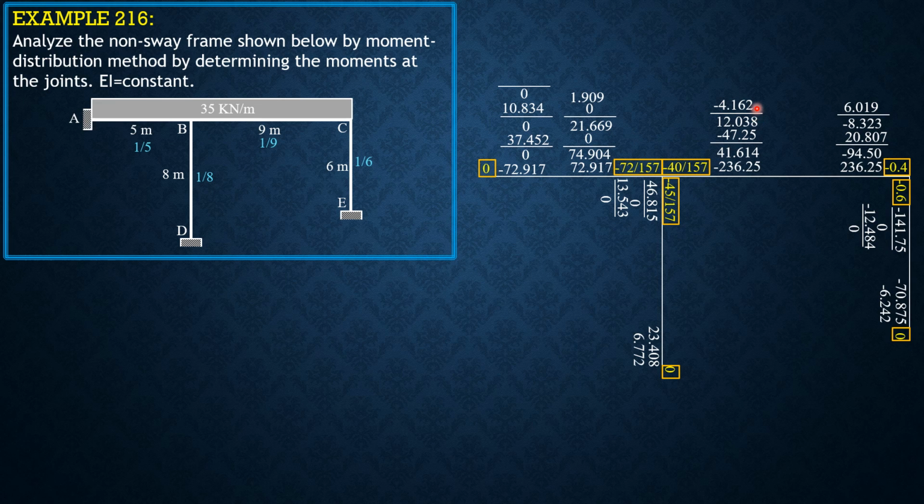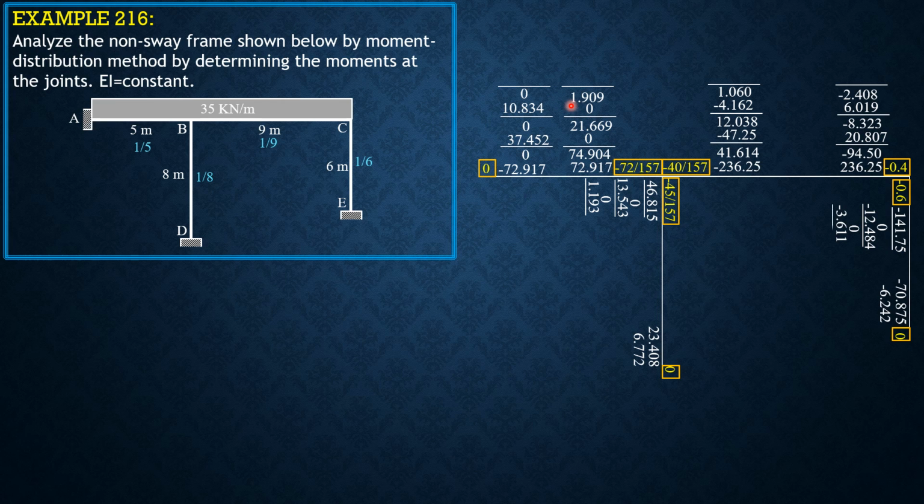Then negative 4.162 times negative 72 over 157 is 1.909, lock. Replace negative 72 by negative 40, put the value here, 1.06, lock. Replace negative 40 by negative 45, put the value here, 1.193, lock. 6.019 times negative 0.4, negative 2.408, lock. 6.019 times negative 0.6, put the value here, negative 3.611, lock. Then the rest 0, 0. So carry over.